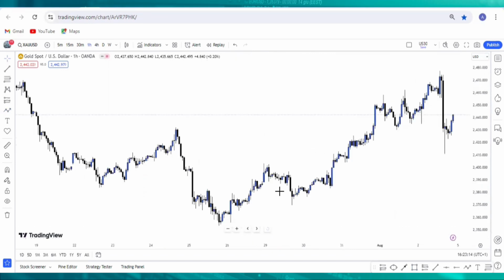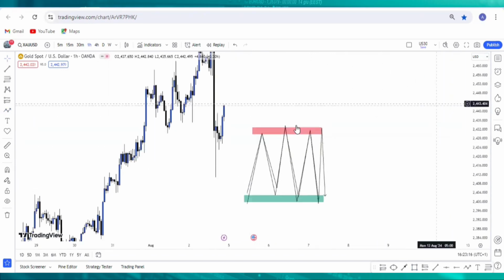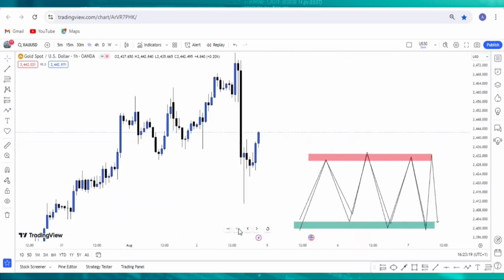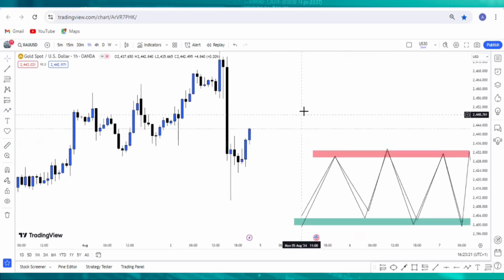Without further ado, guys, I want to analyze this chart. I want to show you guys how I do my top-down analysis and how I trade with this strategy. This strategy is perfect for any beginner trader.